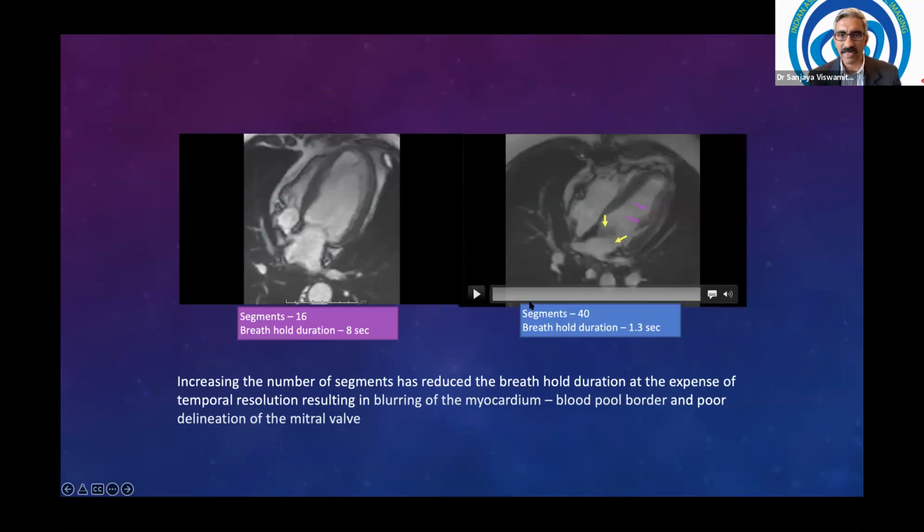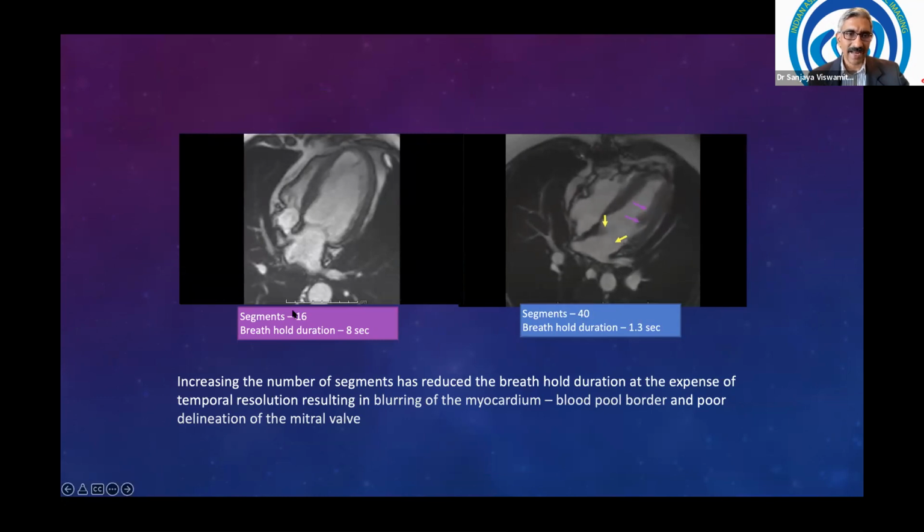On the image on the right, I have deliberately taken a very large number of segments. What does that do? It basically reduces my breath hold time to 1.3 seconds, but worsens the temporal resolution. So if you look at this particular image, you can see that the endocardial border is somewhat hazy and ill-defined. You can see the mitral valve is also ill-defined on this image.